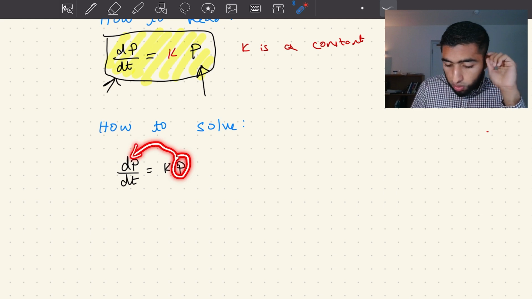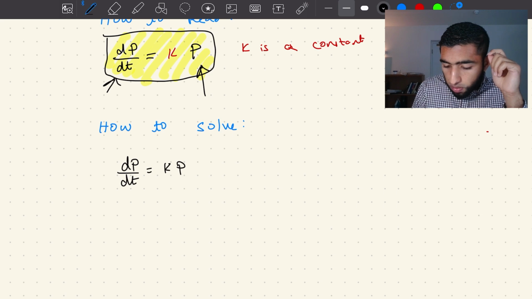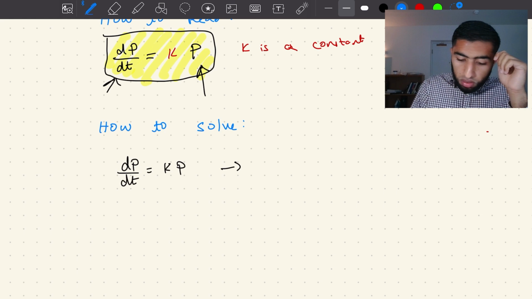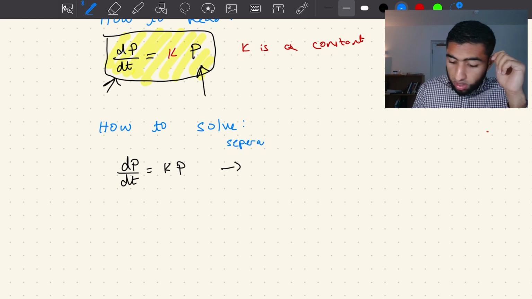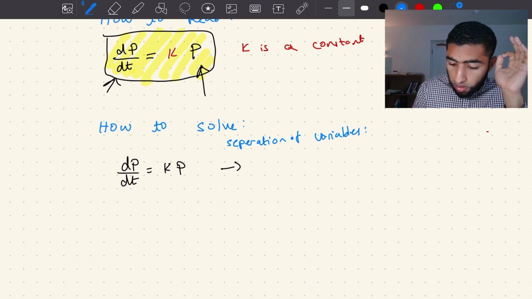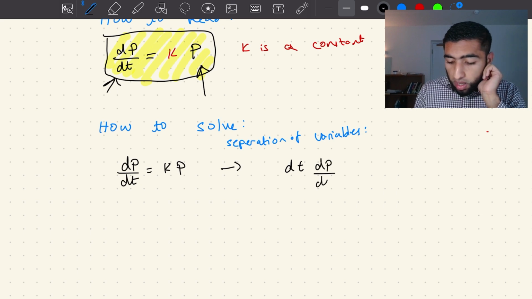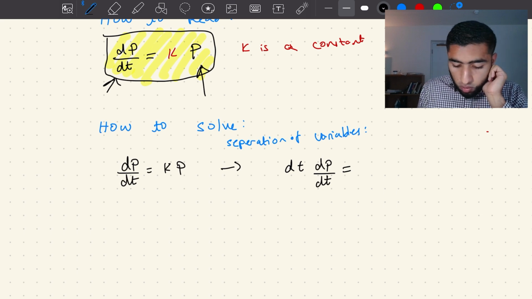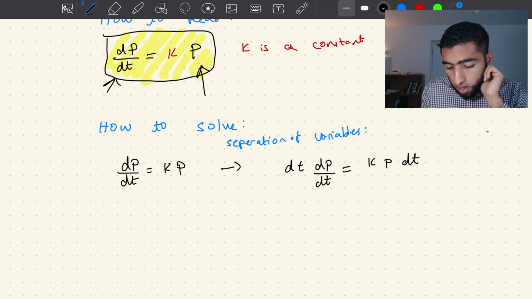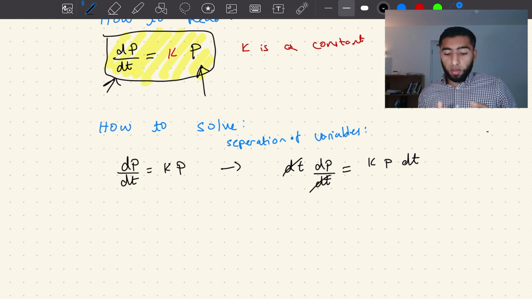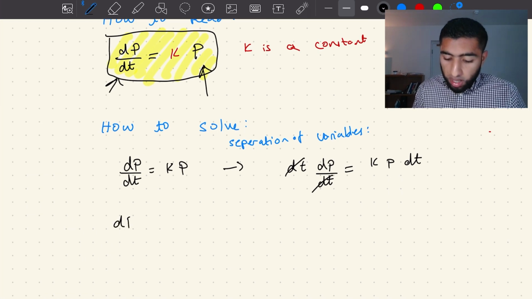Let me write that down. It's actually important. Separation of variables. So to do this, let's say I multiply through by dt. So if I have dp over dt, I'm multiplying through by dt, and we have kp times dt. So if I multiply through by dt, this cancels out, and I'm left with dp is equal to kp dt. The next question is to separate the p and get it to the other side, right?